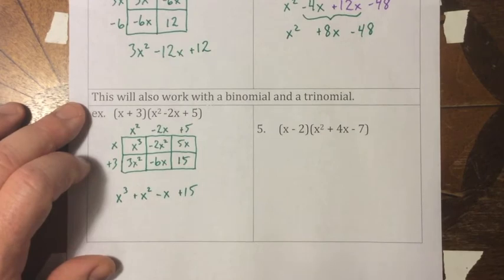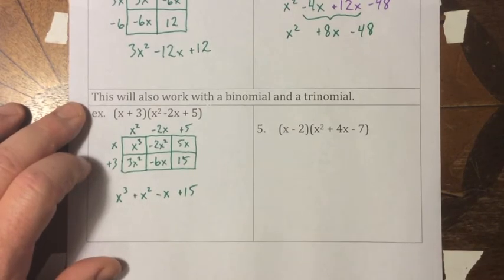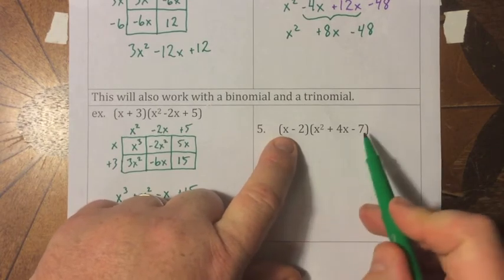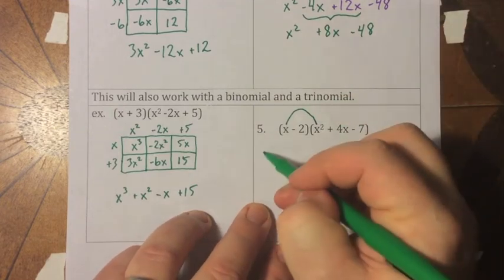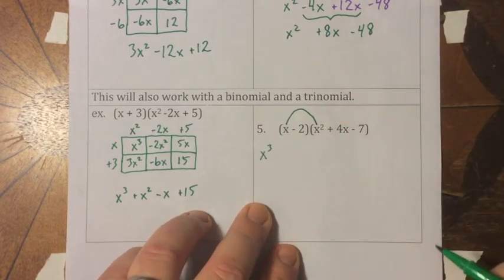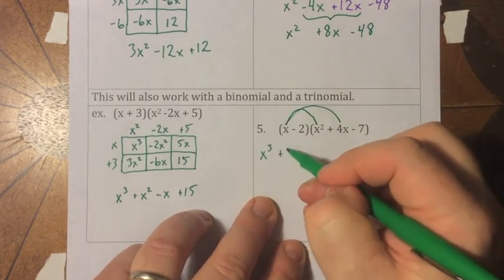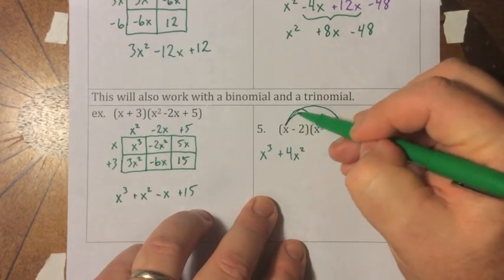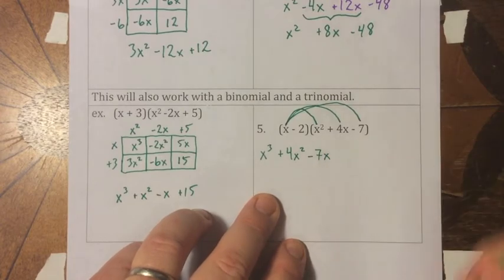I'm going to go ahead and use the distributive property. You, of course, are welcome to use the area method as well, but I'm going to use the distributive property on this one just to show you how it works. I'm going to go ahead and begin by distributing the x to all 3 terms. And so when I multiply the x times the x squared term, I'm going to get an x cubed term. I'm going to multiply the x times the 4x, and I'm going to get plus 4x squared, because there's 2 x's there. I'm going to distribute the x to the 7, and I'm going to get a minus 7x.